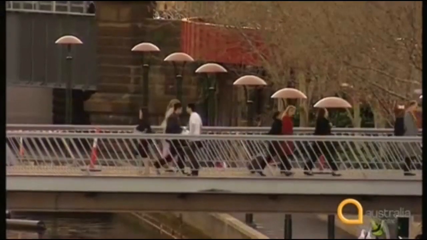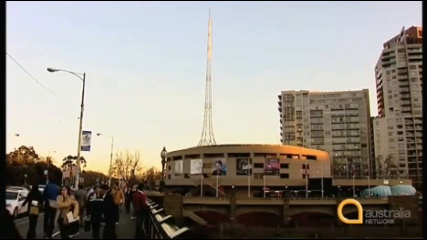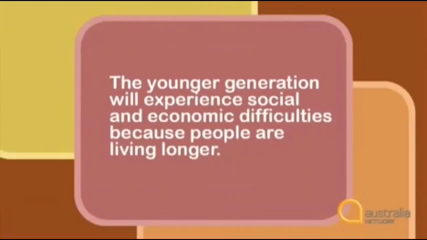Economic problems are problems to do with the economy of a country and its ability to pay for the services it provides. Society in the future means the country or nation or state in the future. And the younger generation are younger people or people who work. They're the people who are not yet part of the ageing population. So you can rephrase or paraphrase the question like this. The younger generation will experience social and economic difficulties because people are living longer.